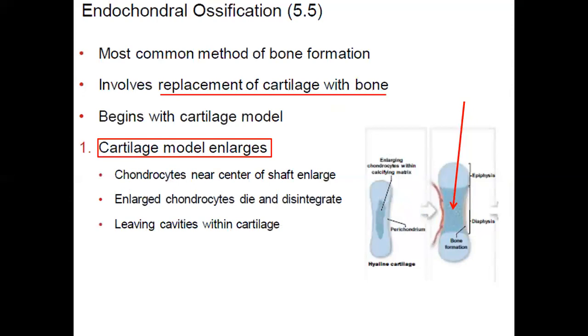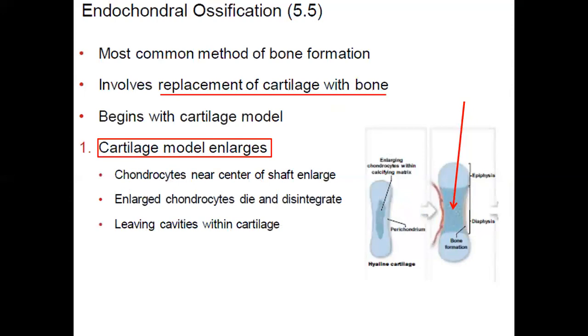It's the most common method of bone formation. And again, endochondral ossification just occurs by way of replacing hyaline cartilage with bone. And it begins with this cartilaginous model. So what happens is there's several steps. We're going to go step by step through this process.